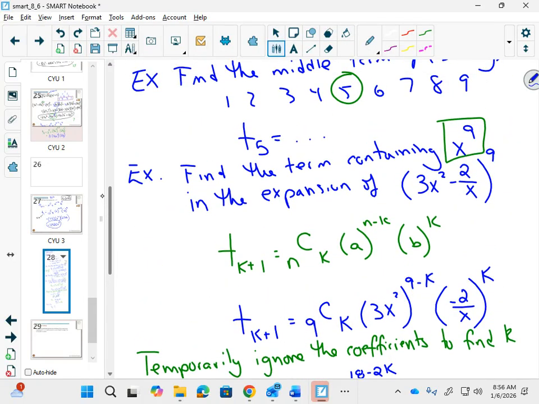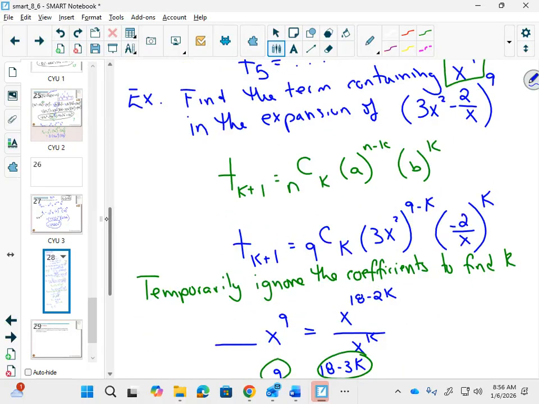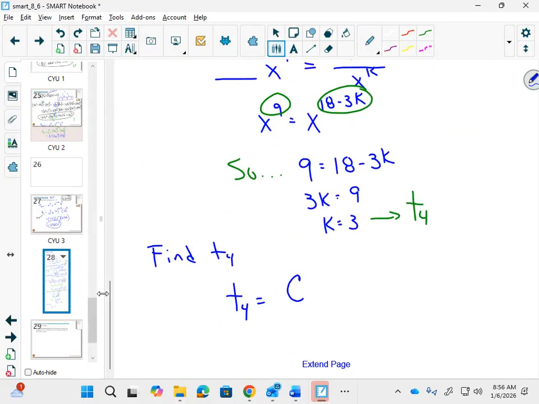in these questions. Okay? Sometimes they will say which term contains x to the 9. We would be done. It's term 4. We found it. Okay? This one says find the term containing x to the 9. We haven't found it yet. We know it's term 4. We still have to find out what term 4 is.